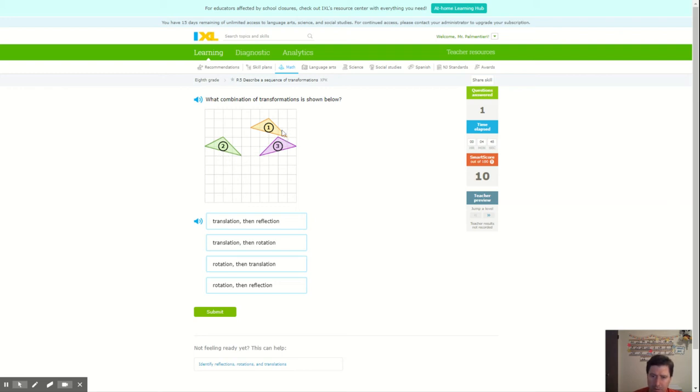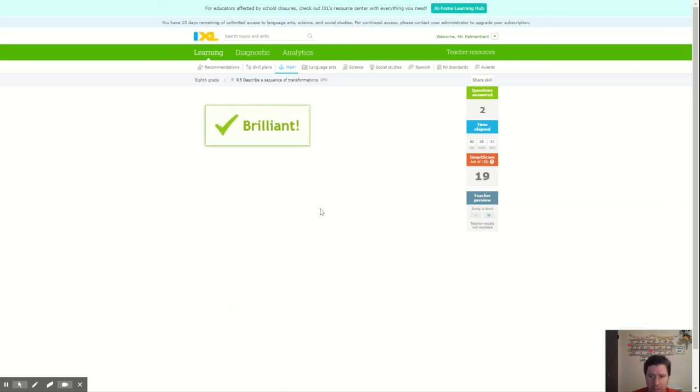Meaning what happened was, this is actually a translation. It slid over and then down. Okay, so it's definitely either the top one or the second one. Now I have to decide, well, then what did shape 2 do to get to shape 3? Did it flip, which means a reflection, or did it rotate? Now, if you look at this, you can obviously tell that it's been flipped along this line. So it's a reflection. So it's the first one. And I'll do one more.